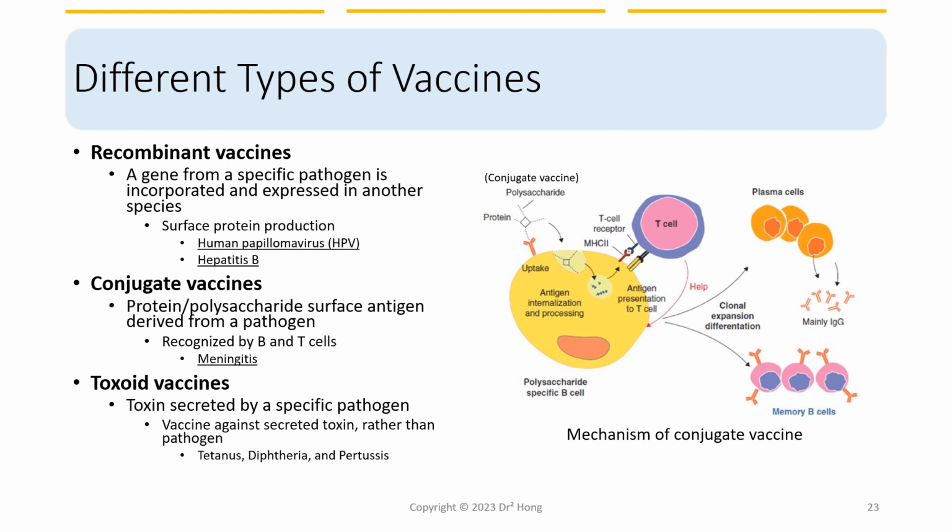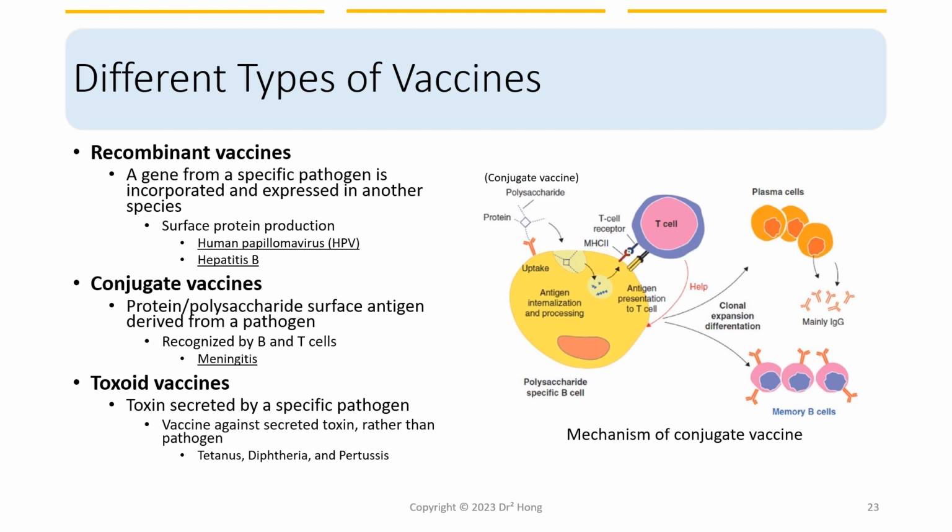We also have conjugate vaccines, where proteins are conjugated to polysaccharide surface antigens derived from the pathogen. Remember, polysaccharides are not immunogenic from the T cells' standpoint. T cells do not react to polysaccharides, so they need a protein conjugate linked to the polysaccharides to stimulate T cell response. And therefore, in this case, it is able to be recognized by both B cells and T cells. An example of a conjugate vaccine is the meningitis vaccine.